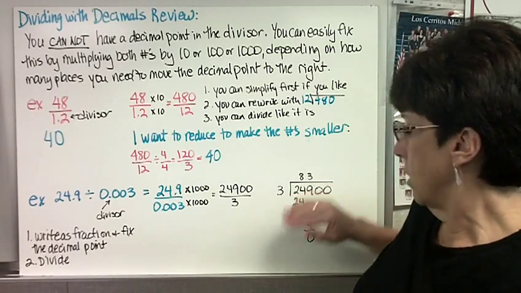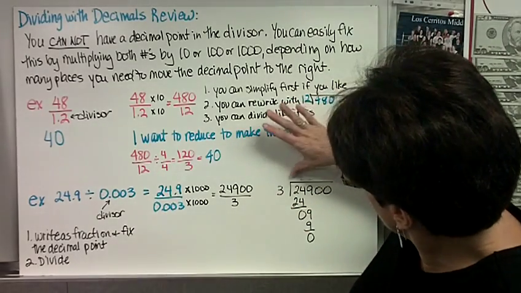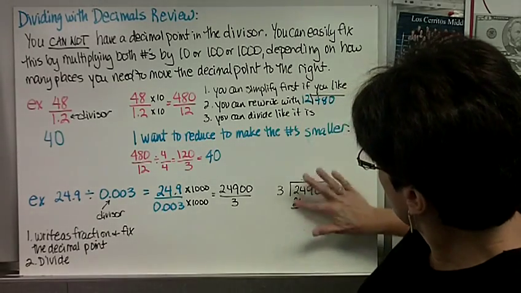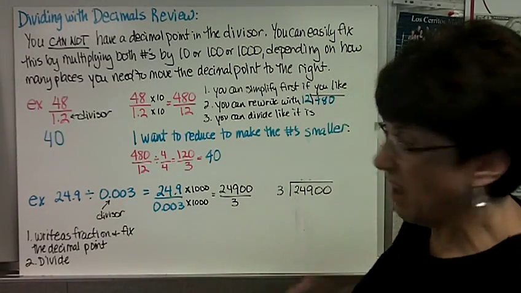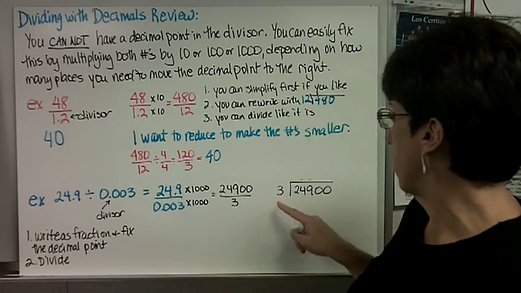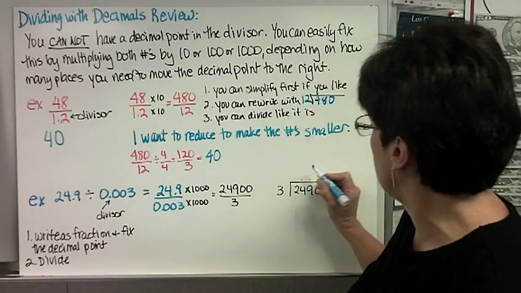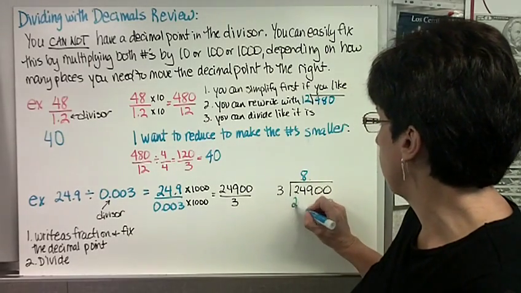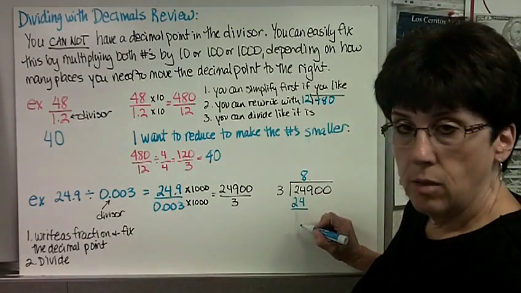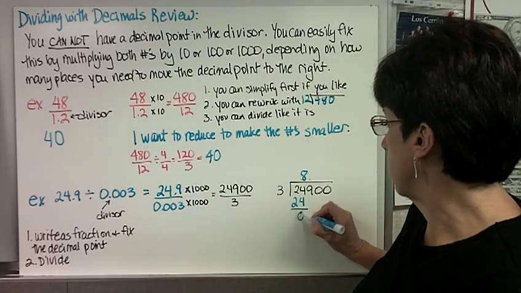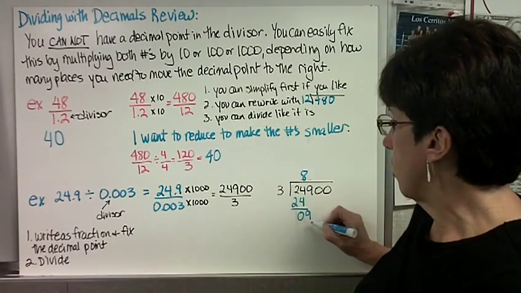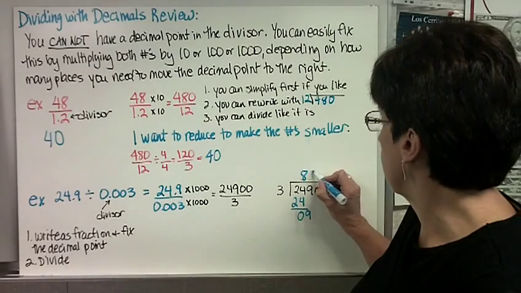So, you know what, maybe I'll just do this problem with you. You don't want to be that prepared, right? All right, let's do this problem together. 3 goes in, now I just do my division. 3 goes into 24 8 times. 24 take away 24 is 0, but I can still bring down a 9. 3 goes into 9 3 times.